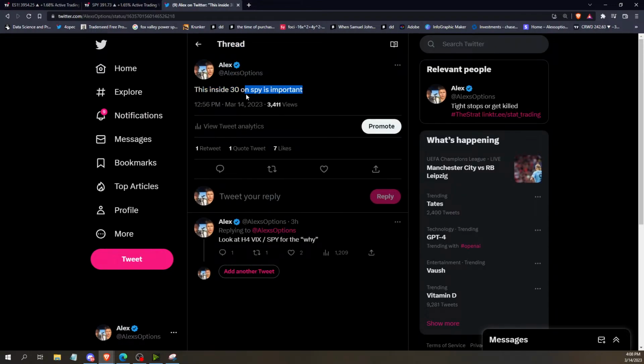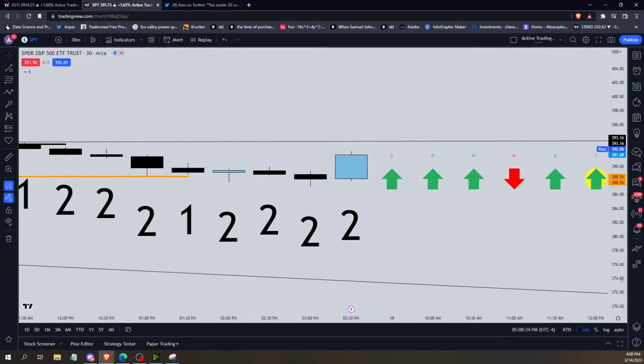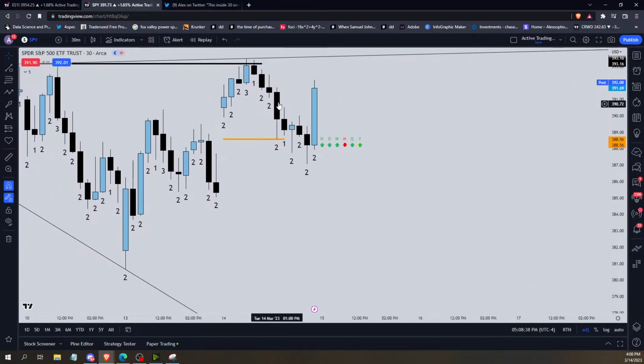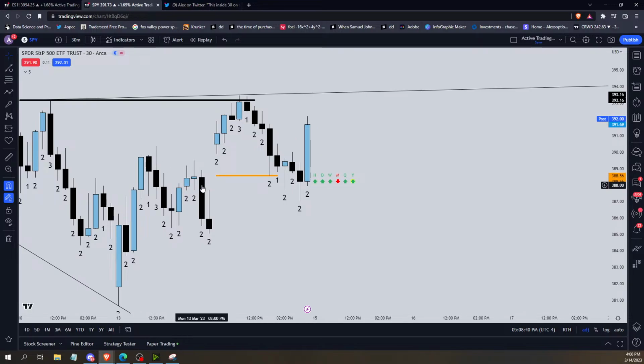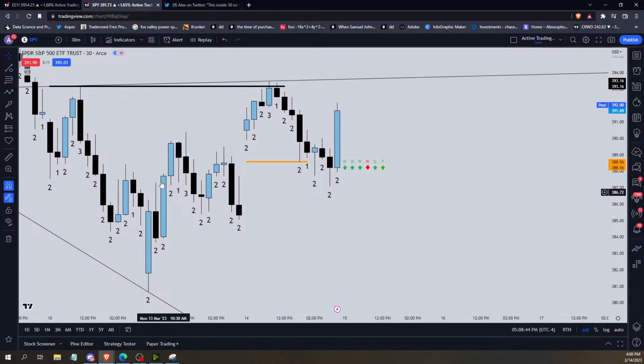I said this inside 30s on SPY is important. Then I added, you can look at the H4 or the 4 hour VIX or SPY for why. And the reason was exactly what we talked about, that shooter 4 hour coming off of that daily magnitude, and it's a rev strat, which 3122 rev strat is a great setup because the outside 4 hour, this big move here, this is your broadening formation. So if we look at it, the second we start losing that previous day high here, then we're starting to come back through the trend. We can target this, we can target down here, and target down here.